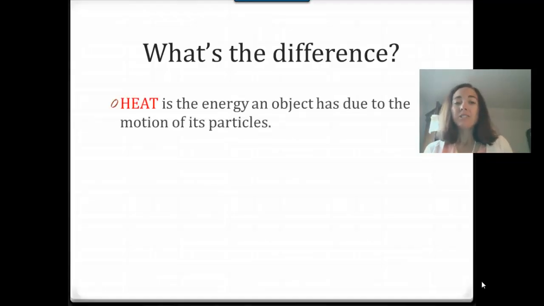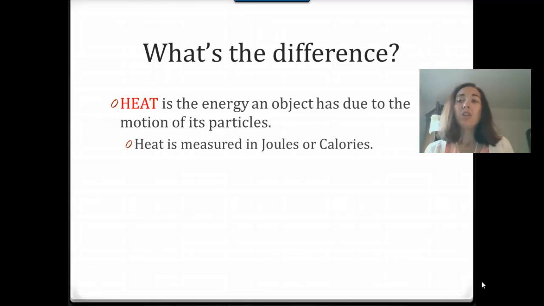Heat is just the energy that an object has due to the motion of its particles. Okay, so for example, imagine a block of ice. It's really cold, so it does not have a lot of heat. The motion of the particles is pretty small. Compare that to steam, which is really hot. We say it has a lot of energy or it has a lot of heat. So the motion of those particles is very fast.